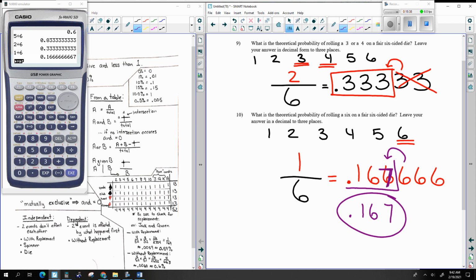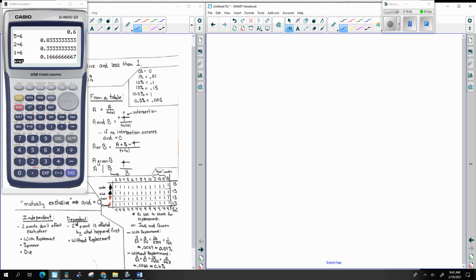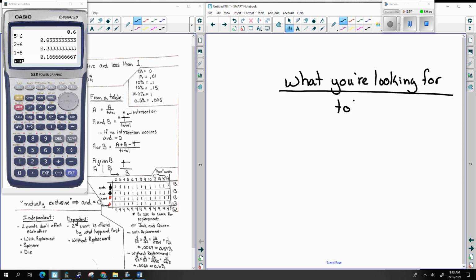And there you go. That's our introduction to probabilities. A probability, by and large, is what you're looking for out of the total. By and large, that's what a probability is. It's what you're looking for out of the total.